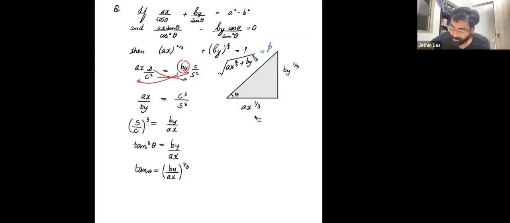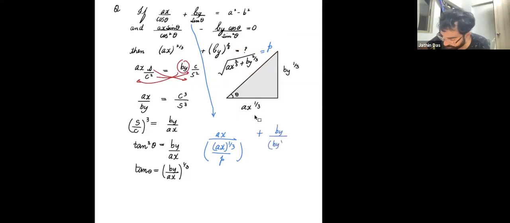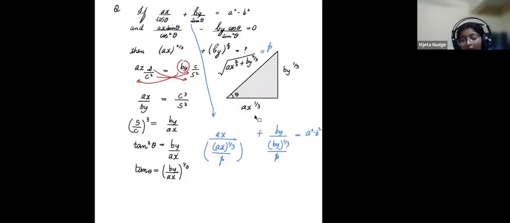Now I'm coming back to that first equation, which I'll write in blue. Ax by cos will be what? Cos will be adjacent by hypotenuse. So what will it be? Ax raised to 1 by 3 by P. This is cos theta. Plus b raised to 1 by 3 by P is equal to a square minus b square. Now, what will happen to this P? It will come upper. So let it be upper, and I have taken it common also.